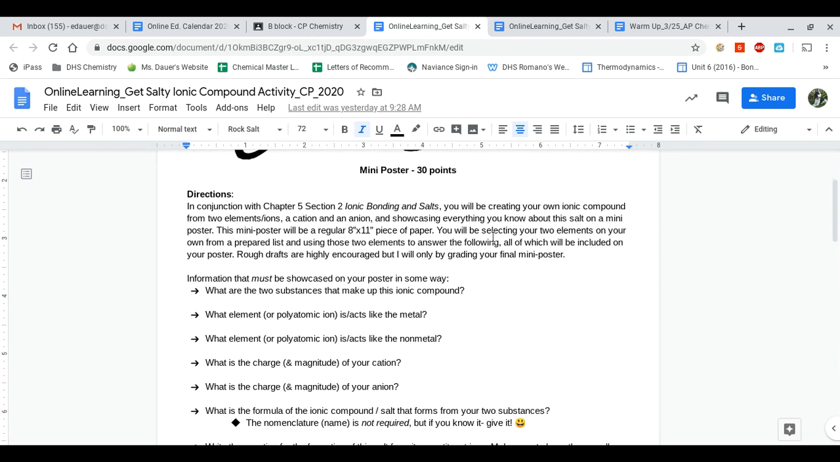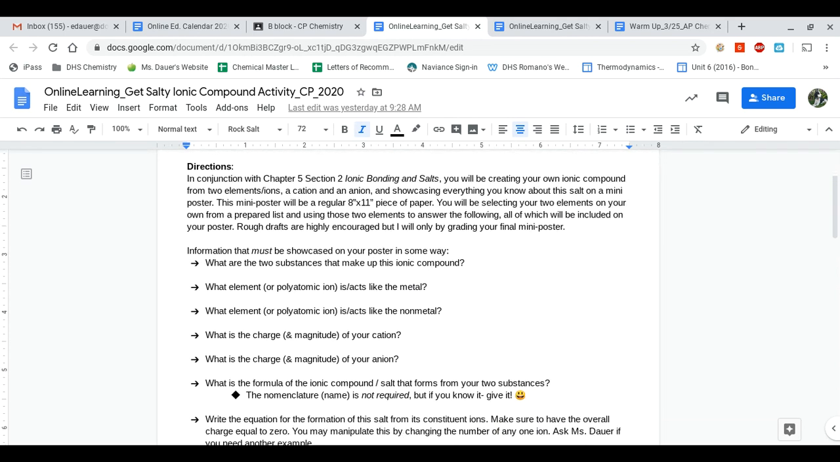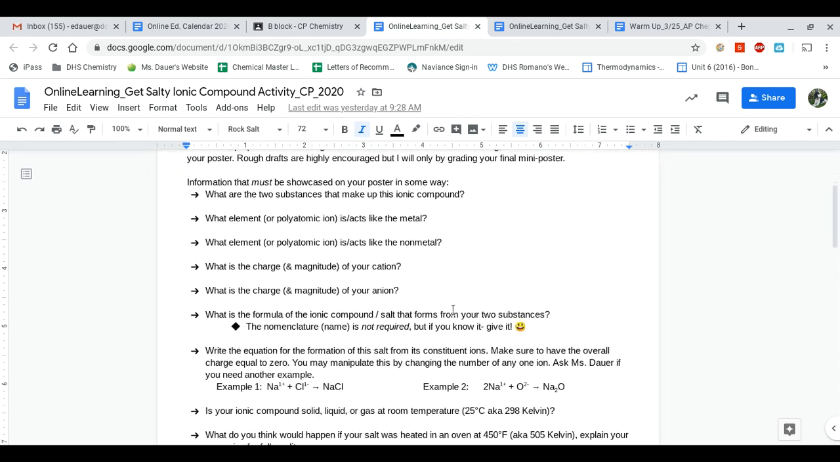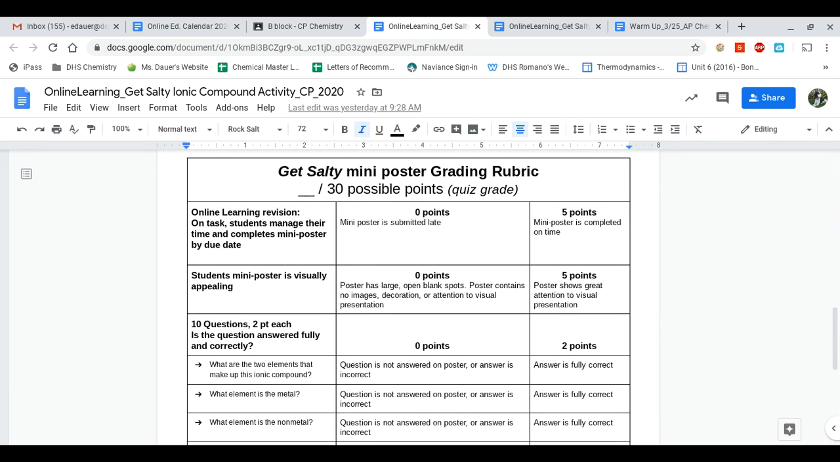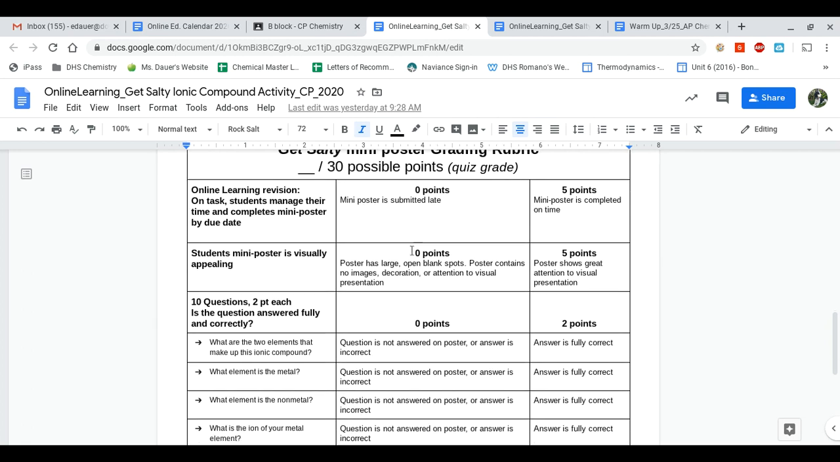So in your poster, you are answering all of these questions. Now I'm going to quickly scroll down to the second page so that we can take a look at this rubric. One thing that I have modified: I used to have appropriate use of class time for 5 points. Now I just have on time as 5 points. The due date for this is going to be next week. So use your time wisely, but I will give you full credit as long as you're on time.